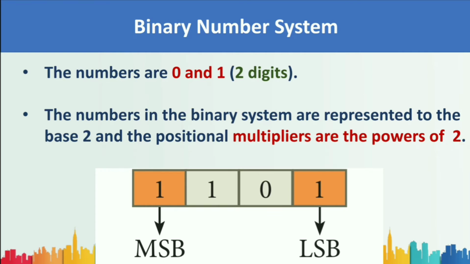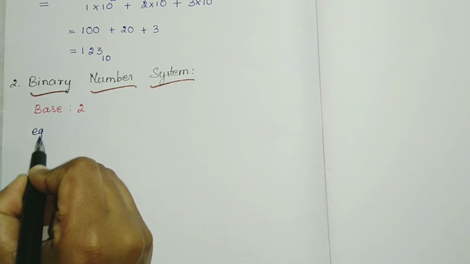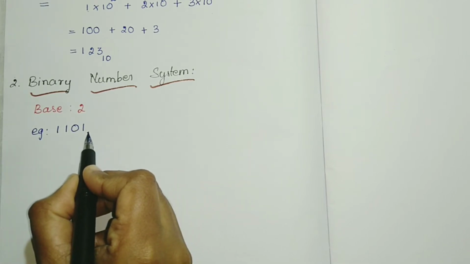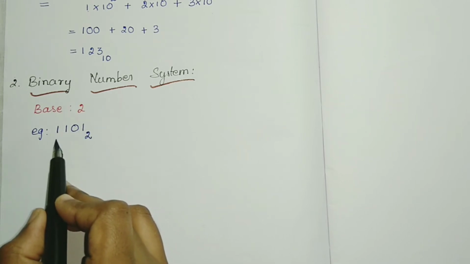of 2. In the previous one, the decimal number, we multiplied every single digit by 10 to the power terms. Here, each bit is going to be multiplied by 2 to the power terms, so that you will find the decimal equivalent of this binary number. In the binary number system, the base is 2. For example, let us consider 1101 as the binary number. The base is 2, which you should write below the line. This is a 4-bit binary number.